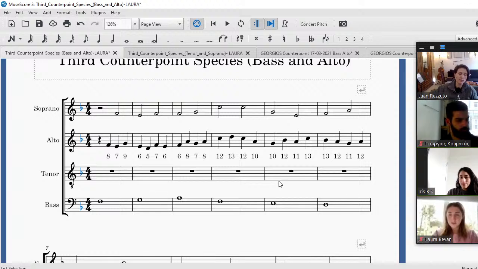Between which degrees of the scale? The fourth and the seventh. The fourth and seventh. Exactly. Very good. So between the subdominant and the leading tone, always. It's not just that it's a diminished fifth, so you have to treat it as a dissonance.